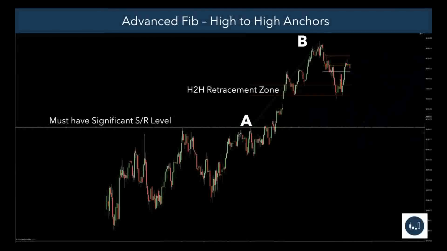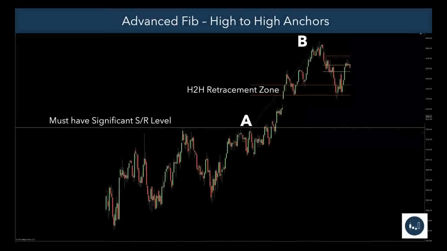Now I'm going to introduce a concept that we call advanced Fibonacci, and this is a high-to-high anchor. There's a couple of requirements that you have to have, and the most significant requirement is you have to have a significant support and resistance level within the trend that price breaks above. So what I've done here is I've identified my significant support and resistance level. You can see the white dashed line. And what I do is I place the lower part of the high-to-high. I'll take the last sell-off before the break of the support and resistance.